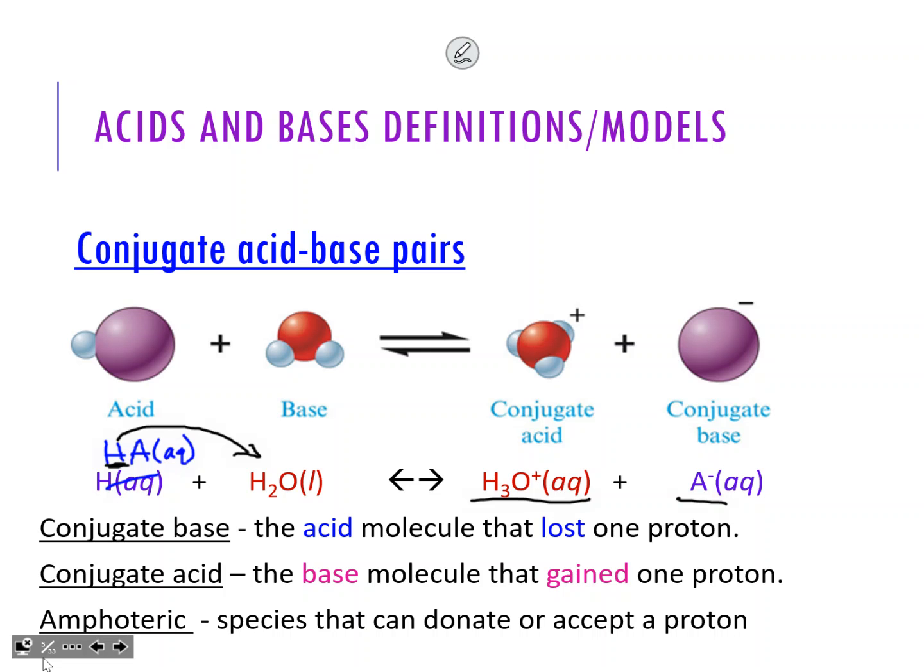So, acid and base on the left, reactants, conjugates are on the right. They are paired together. The HA and its conjugate is going to be A-, so the acid and its conjugate base. The water is the base, and hydronium is the conjugate acid. That's the pair there.